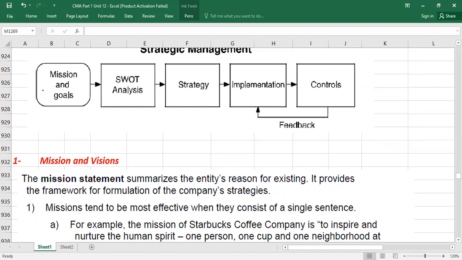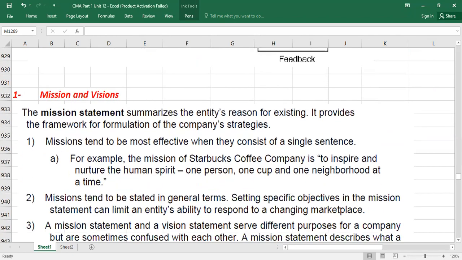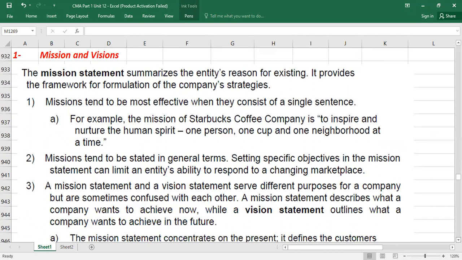So these 5 stages are written: number 1, number 2, number 3, number 4, and number 5. Okay. So now here, guys, the first stage, a little bit of information we are going to discuss, is called mission and vision. I have already explained to you, a mission statement describes what a company wants to achieve now, which is your current focus, whereas the vision statement outlines what a company wants to achieve in the future.